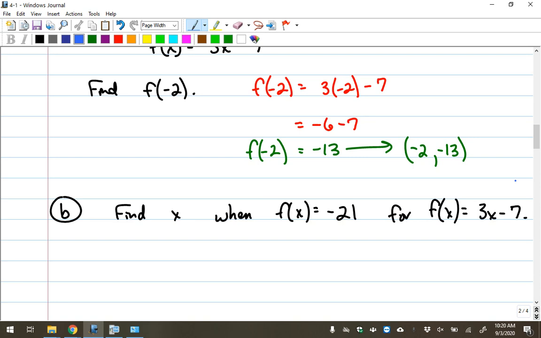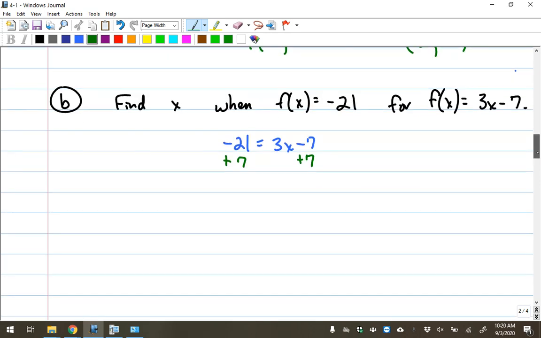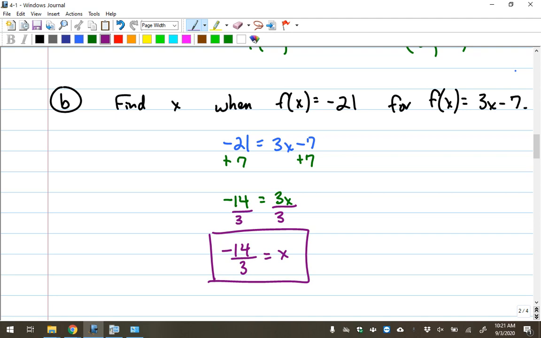For f of x, it replaces the f of x. So it's like the y value. We want to find the x value out of that. So set it up with -21 equals 3x minus 7. You want to put the -21 on the other end, it's okay. And then to solve that equation, just good old pre-algebra stuff there. So that'd be -14 equals 3x. We divide. We're going to leave that as an improper fraction. -14 over 3 is the x value.